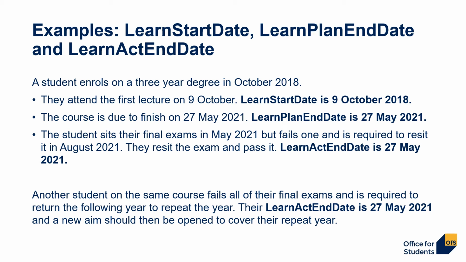Now another student on the same course fails all of their exams and is required to return the following year to repeat the whole year. Their end date should also be the 27th of May 2021, and then a new aim should be open to cover their repeat year.